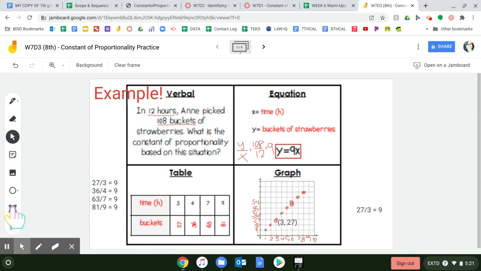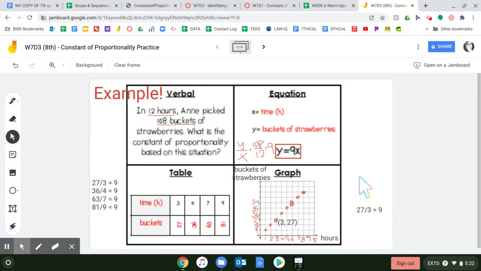Whenever I create a graph, I should put down here that this is my hours. The x-axis represents my hours, and the y-axis represents my buckets of strawberries. These aren't just numbers, they actually mean something. And I could show that in my point too. 3 hours equals 27 buckets of strawberries. That one little dot on this graph tells you all of that information.